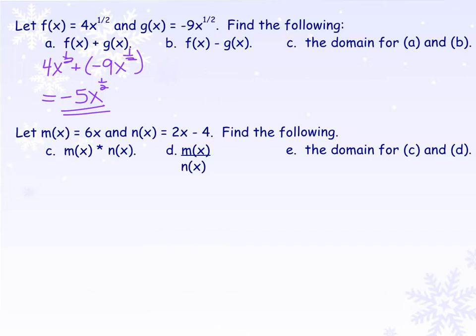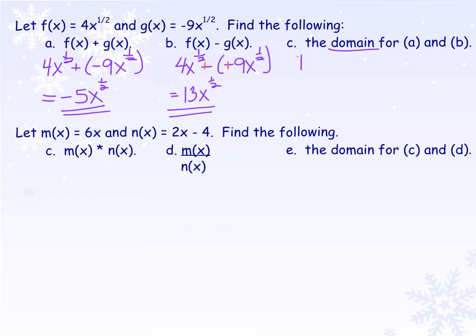For b, we're subtracting f of x minus g of x. If we take 4x to the 1/2 minus negative 9x to the 1/2, we recognize that that double negative in between the terms would actually change them to plus. And if we have 4x to the 1/2 plus 9x to the 1/2, we'd get 13x to the 1/2 power. So adding and subtracting, not too bad, but then it asks us to find the domain. What will make the domain for each of these functions unique is the fact that the variable has a rational exponent.